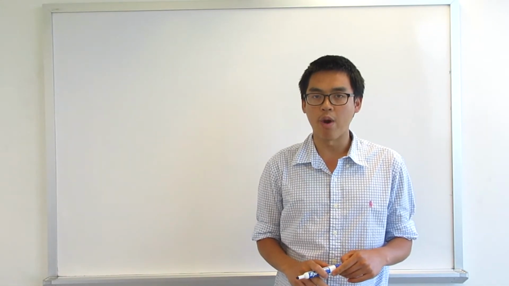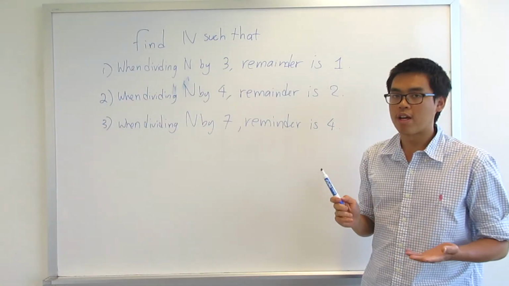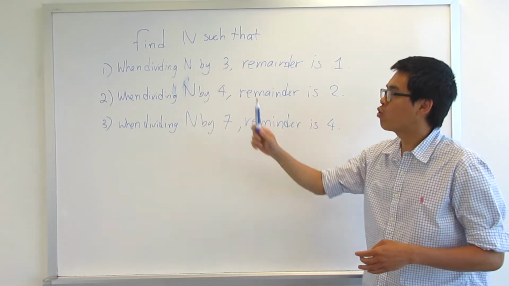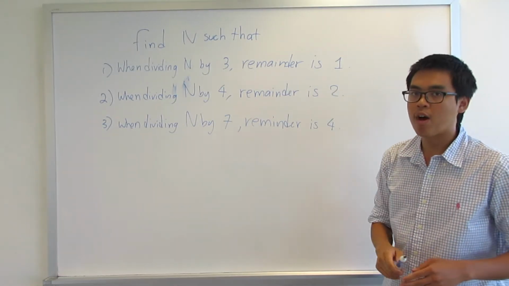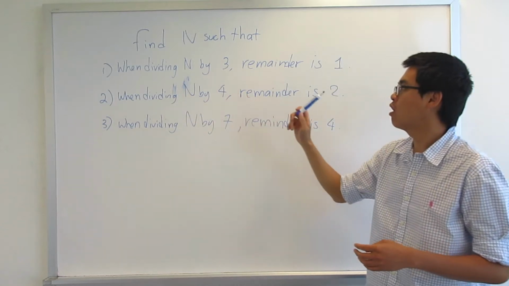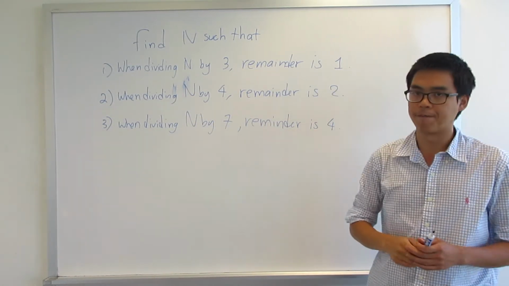So first, this question can be rephrased using mathematics language as follows. So it goes like this. You want to find a number n such that when you divide n by 3, you have a remainder and the remainder is 1. Divide n by 4, remainder is 2, and divide n by 7, remainder is 4.